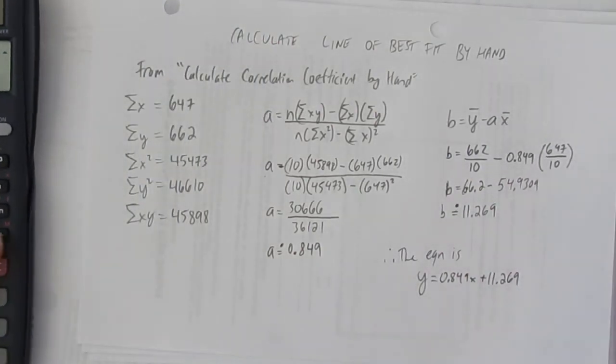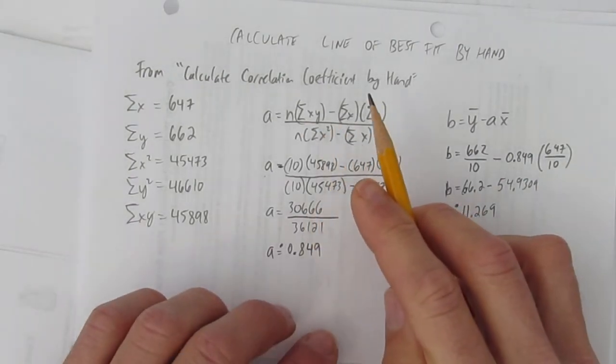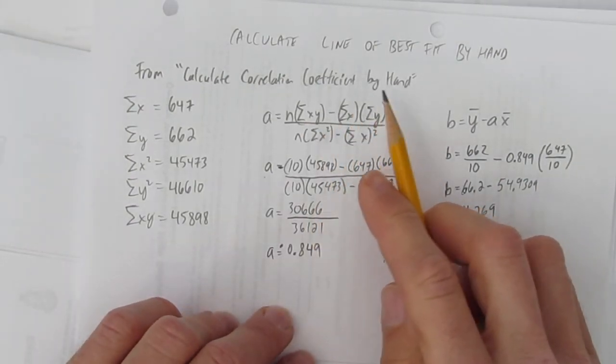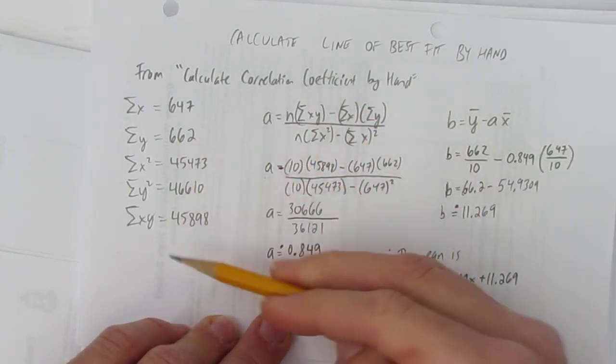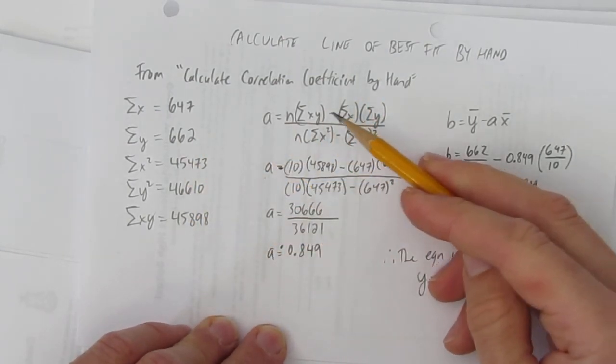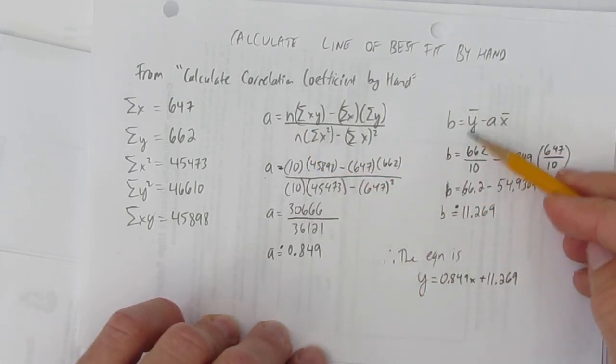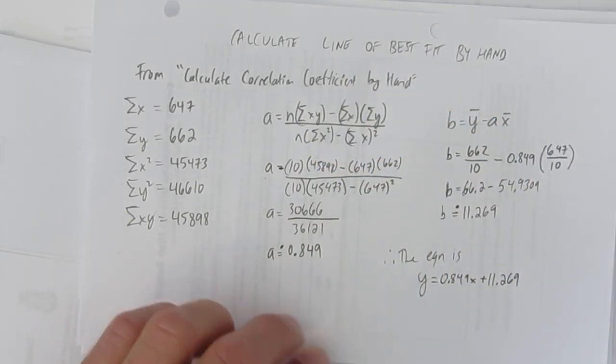So we did it. We found the correlation coefficient by hand first. We didn't really need to find the correlation coefficient, but we used its table and found all these sums, and then used the formula for the slope and the y-intercept to calculate the line of best fit by hand.